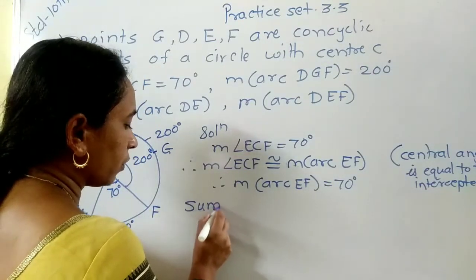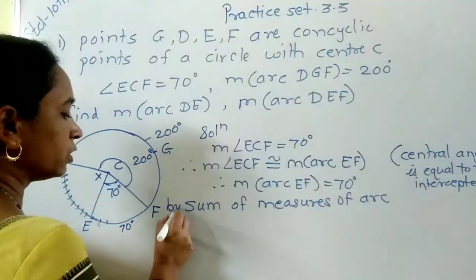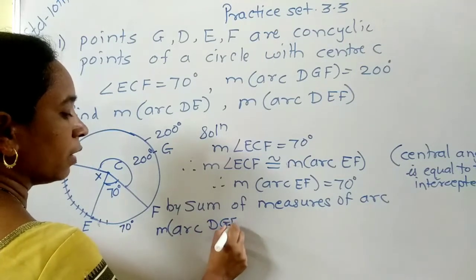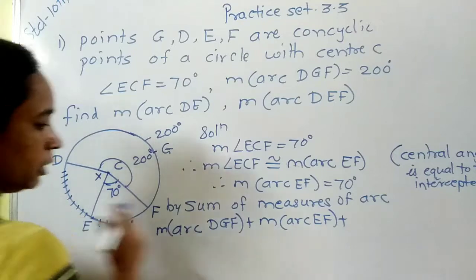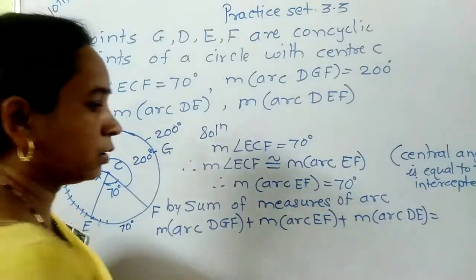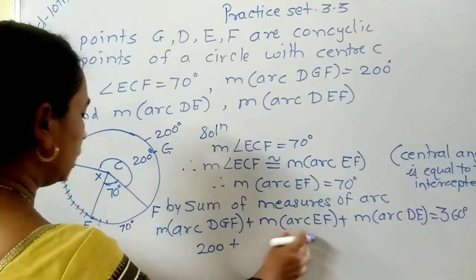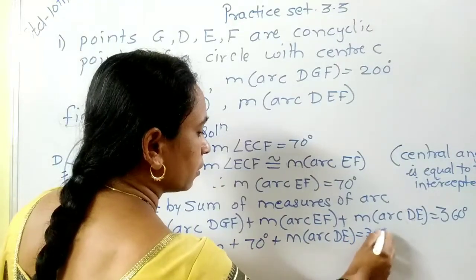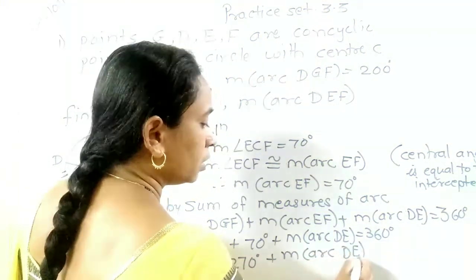Now the sum of measures of arcs: measure of arc DGF plus measure of arc EF plus measure of arc DE is equal to 360 degree, the measure of the complete circle. Measure of DGF is given as 200, EF we have found is 70 degree, and we have to find the measure of arc DE. So 360 equals 270 plus measure of arc DE.